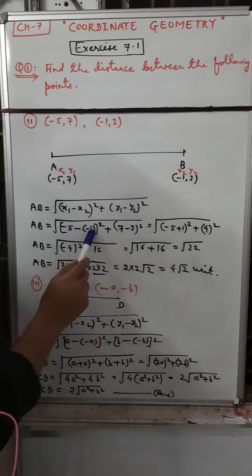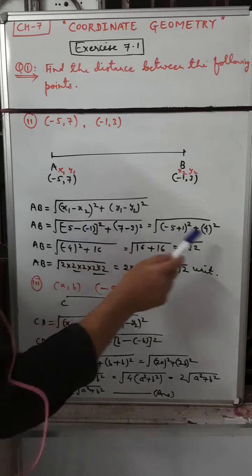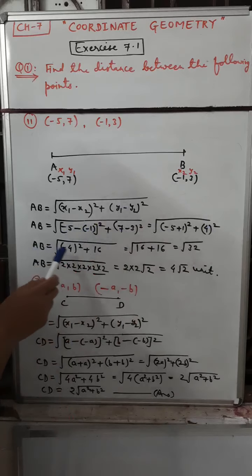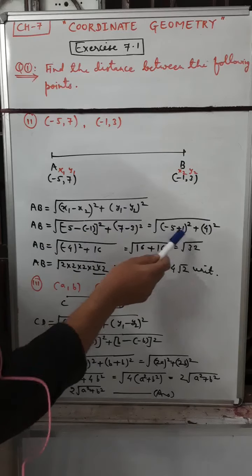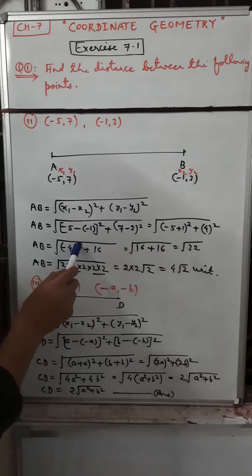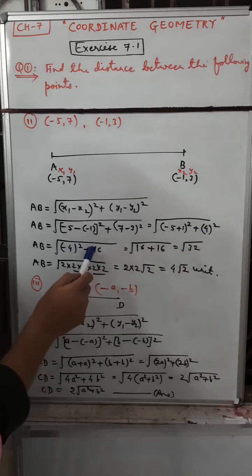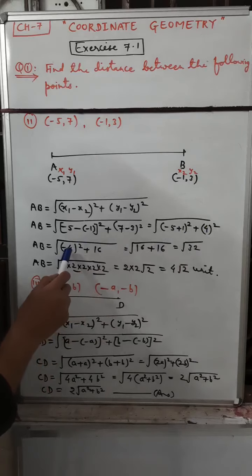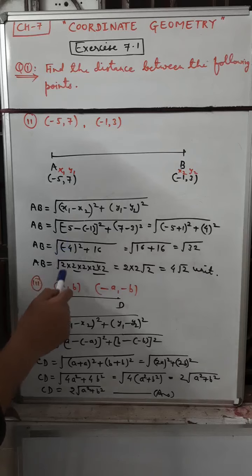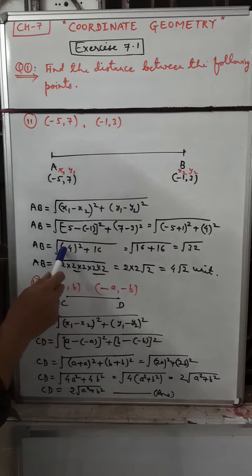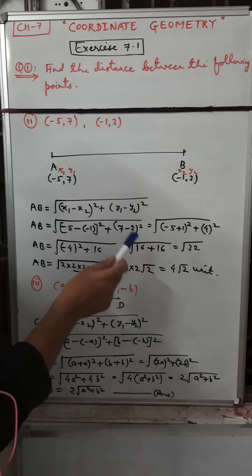So minus 5 plus 1 whole square, and 7 minus 3 is equal to 4 square. Then AB is equal to minus 5 plus 1, which means minus 4 whole square, or 4 square, is equal to 16. Minus 4 into minus 4: if you multiply minus 4 with minus 4, 4 4s are 16, because the product of two negative numbers will always be positive.